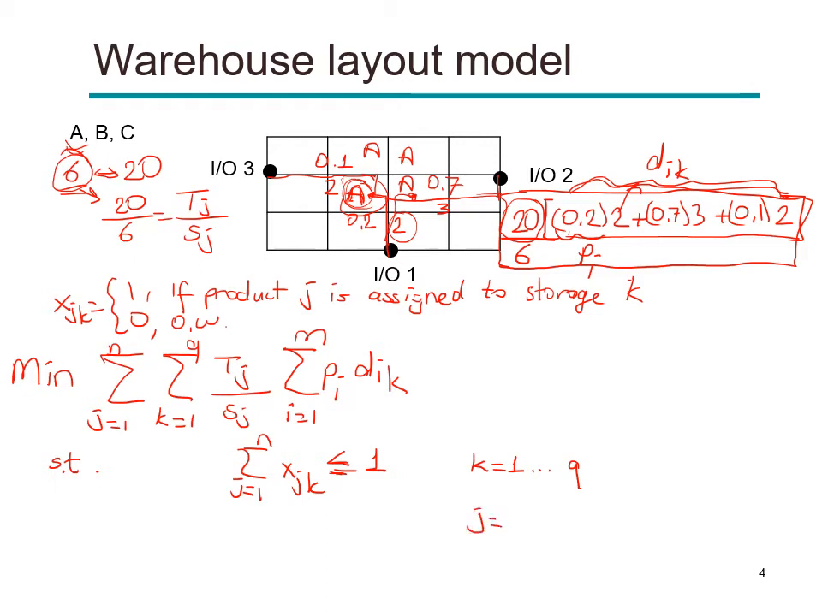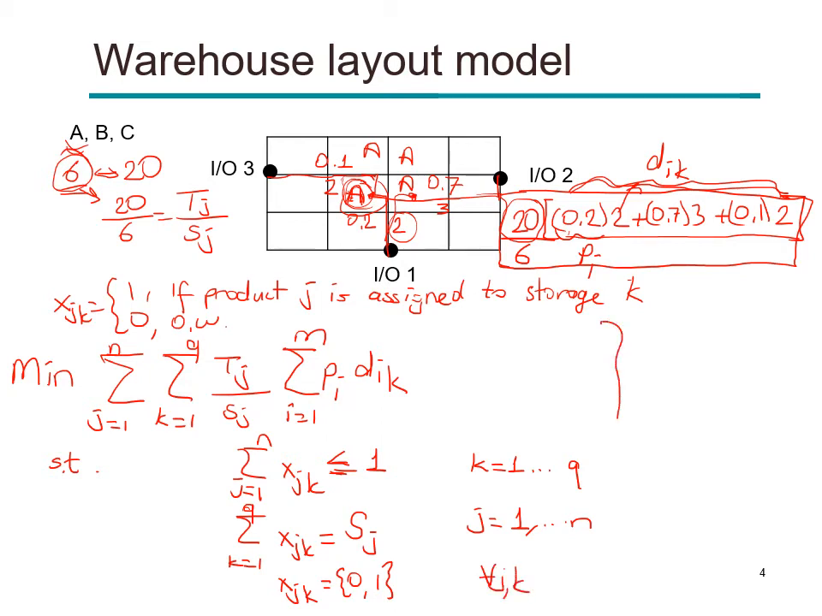So, for each part J, from 1 to n, we need to allocate a certain number of storage spaces. So, the summation from 1 to q of x_jk should be equal to the required number of storage spaces. And this x_jk is a binary decision variable for all j and k.